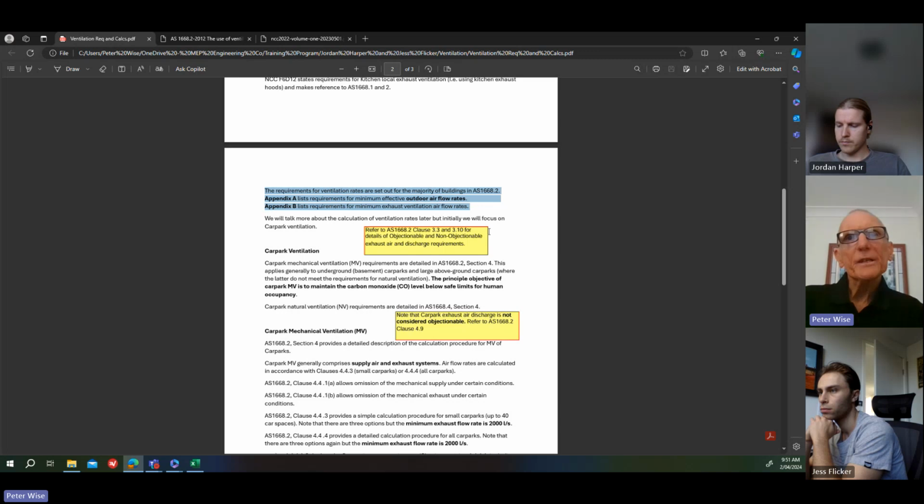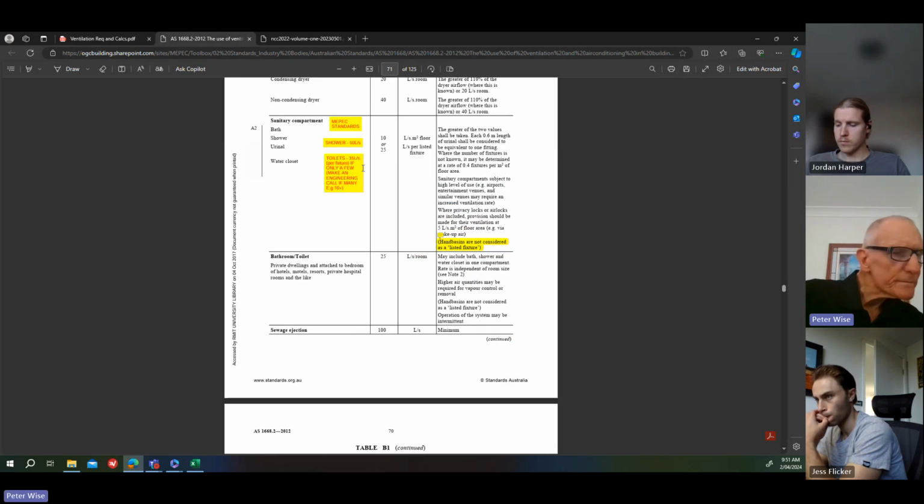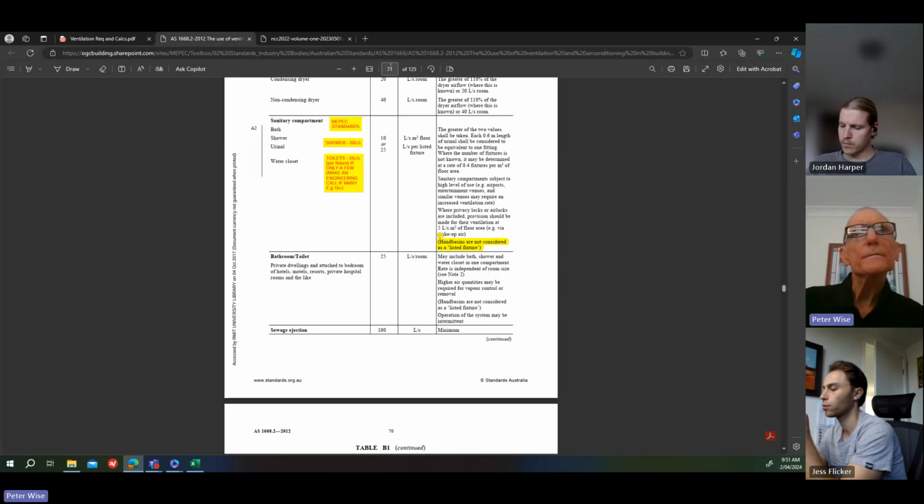Clause 3.3 and 3.10 of AS 1668 Part 2 defines objectionable and non-objectionable exhaust air and discharge requirements. Now, this is important to know, so I thought I'd bring it up now. It turns out the car park ventilation is not objectionable. So that's a good thing, because objectionable discharges bring in a whole lot of other requirements. But I'll just show you this quickly, and you can have a read of it when you have time. It's 31.